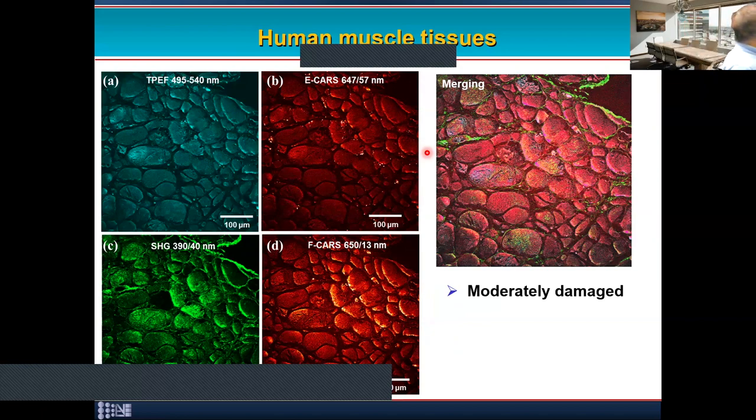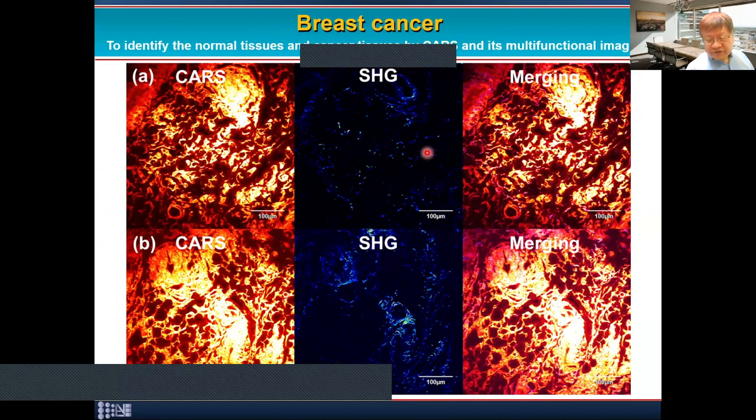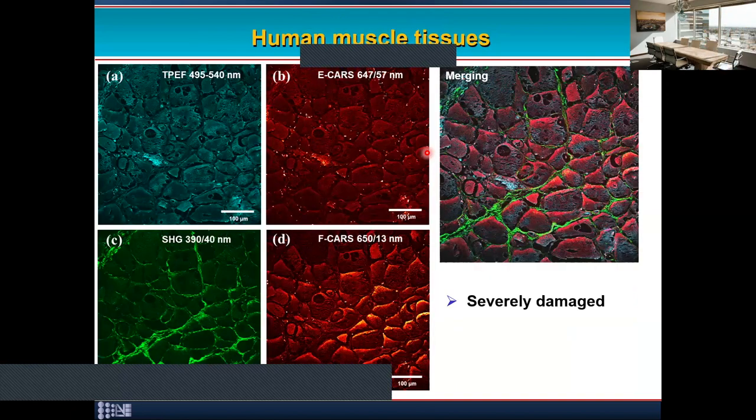You can see that not only the structures are being changed, the chemical information is also being changed. And this is severely damaged. So with this kind of information, we can start to observe the symptoms of PAD earlier. And also we can provide numerical, computational data to doctors to help them decide when is a good timing for amputation, not too early, not too late. And this is another example.